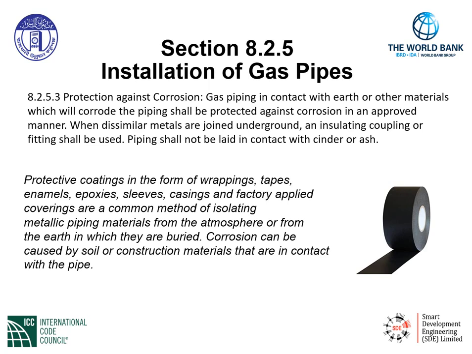So the protective coatings come in the form of wrappings, tapes, enamels, epoxies, sleeves, casings, and factory-applied coverings. These are common methods of isolating metallic piping metals from the atmosphere or even from the earth in which they're buried. Corrosion can be caused by soil or construction materials that are in contact with the pipe. So this section gives you the requirements to protect the gas piping system from corrosion.